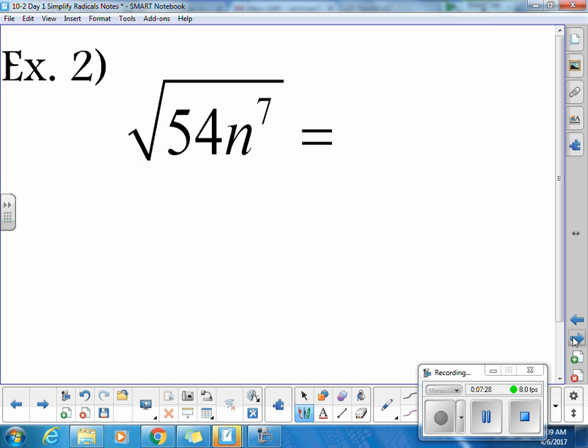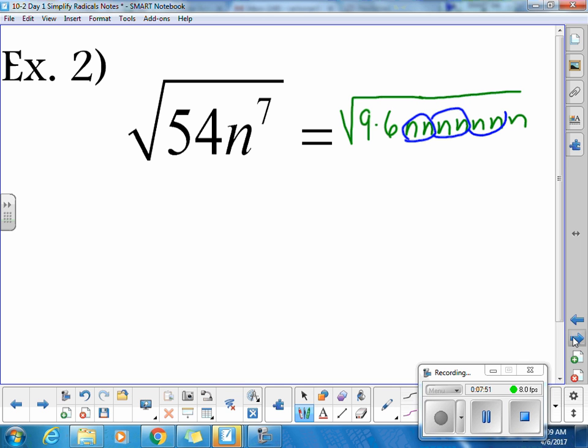All right, this time we have numbers and variables mixed together. So 54, I'm just going to think about my numbers, is 9 times 6. And then we have n to the 7th. So let's see, how many groups of 2 do we have here? We have 3 groups of 2, so I can take 3 n's to the outside.